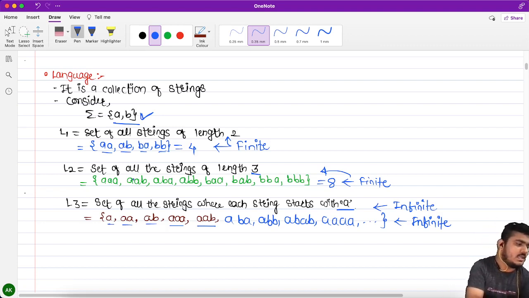Okay, and in the next lecture we will see about the power of alphabet, and then we will study how we can go through the finite automata and why we need a finite automata. If finite automata is not there, then what will be the issue and how finite automata will overcome that issue.